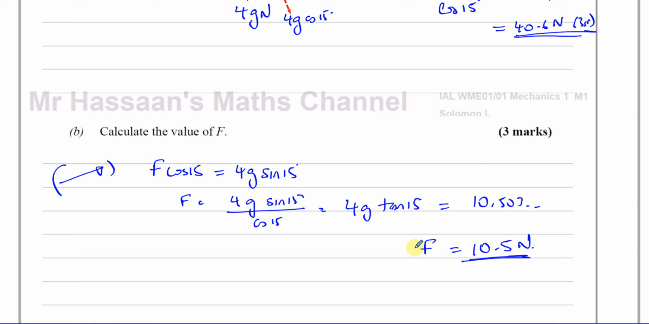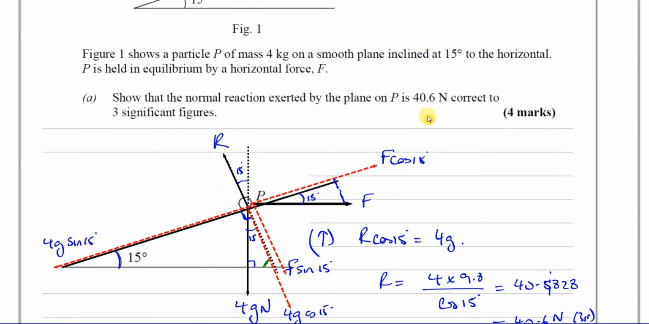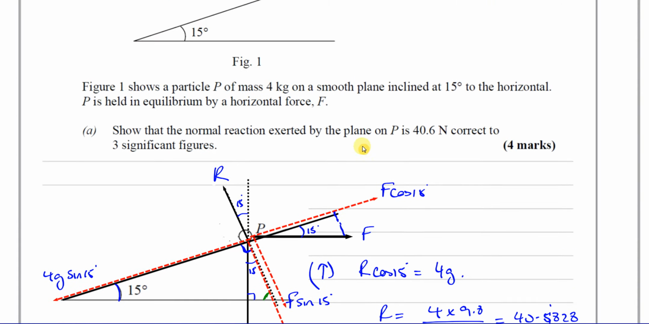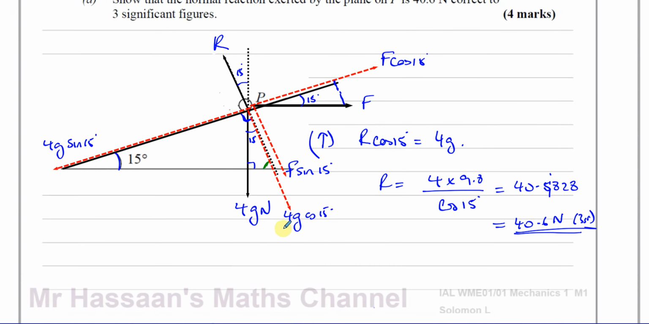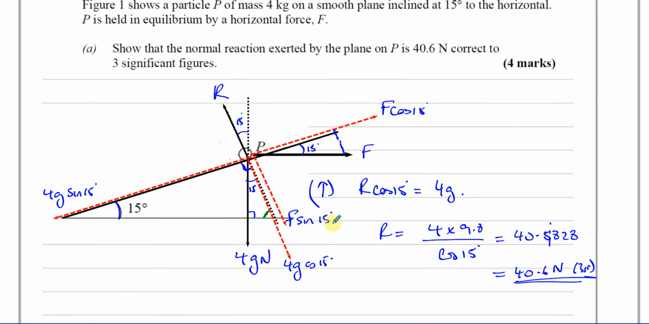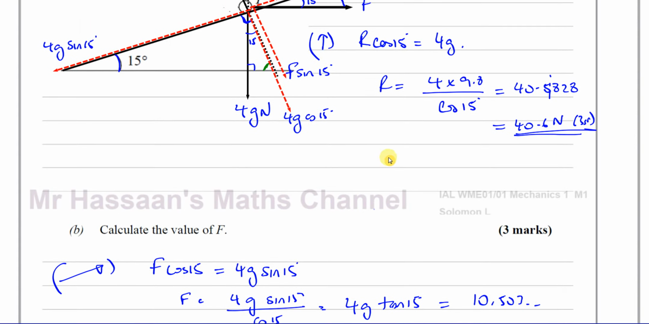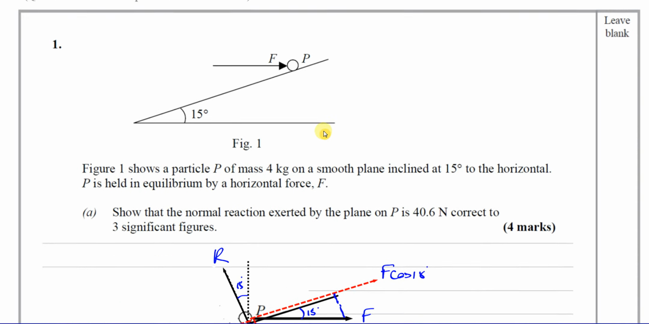So we found the value of F and the value of R, of the reaction force, and that's the answer to question number 1 from the Solomon F paper, question 2 from my end of topic worksheet of statics. Now, if you were to have answered this question by resolving parallel and perpendicular to the plane from the beginning, you would have found F first, and then you would have found what R is. And both of those ways would be acceptable, but I've just gone by the order of this.